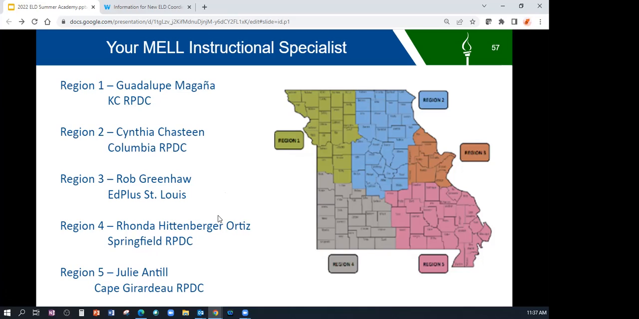If you want to get more information from them, they're happy to come to your district and work with you and your schools. And if you just have general questions, they're great to call and get some more information. You can find links to their email and phone number on that DESE webpage that I shared earlier.